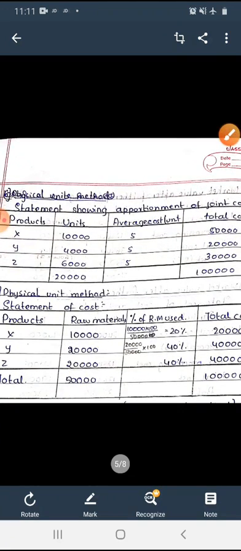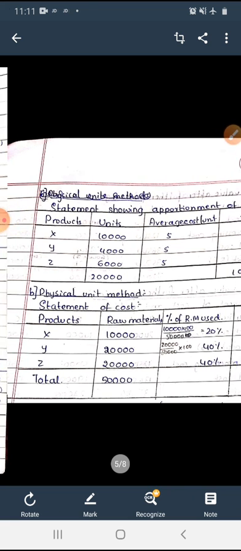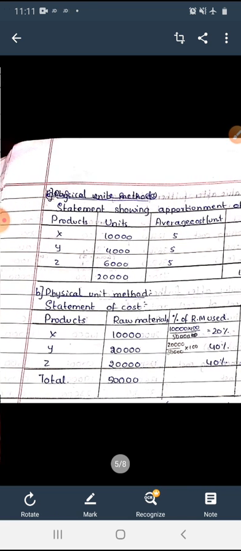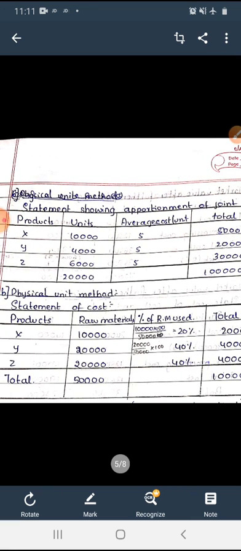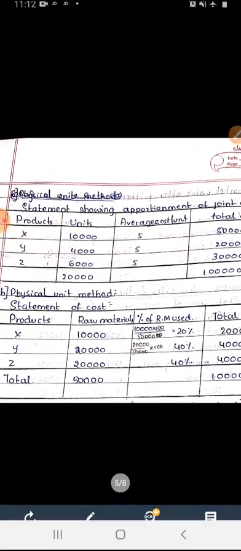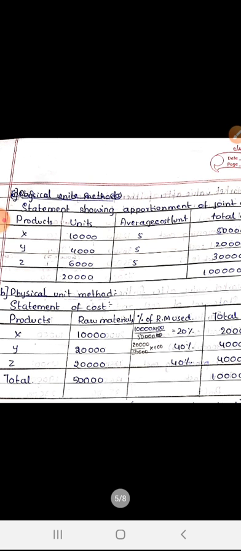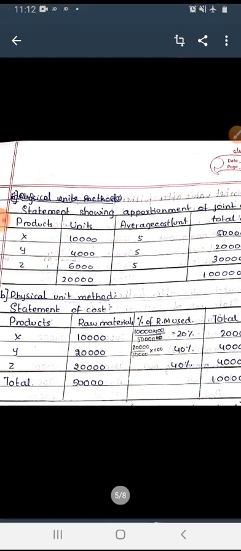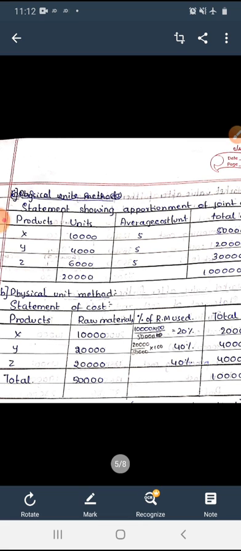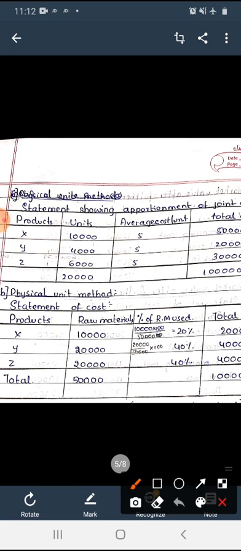How to find out the percentage of raw material used? See, total raw material used is 50,000. 50,000 means 100%. So 10,000 means how much? 10,000 divided by 50,000 into 100. Next, 20,000 divided by 50,000 into 100. One more, 20,000 divided by 50,000 into 100. So 20%, 40% and 40%.